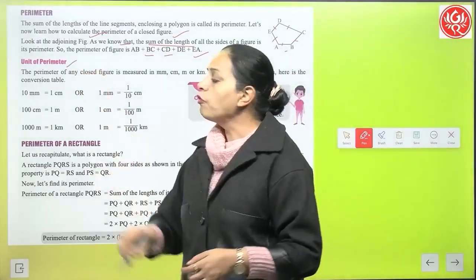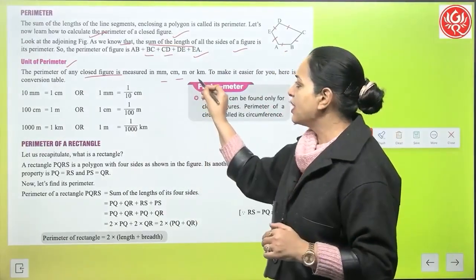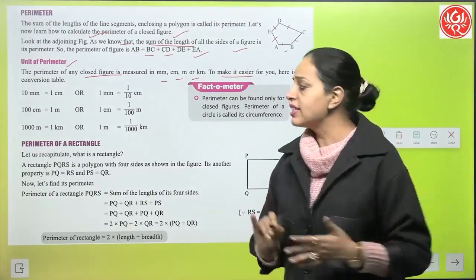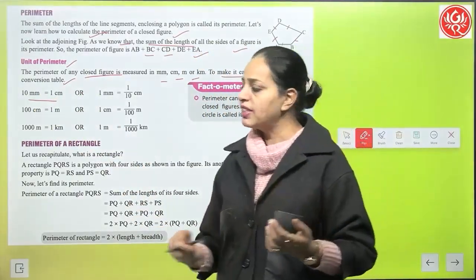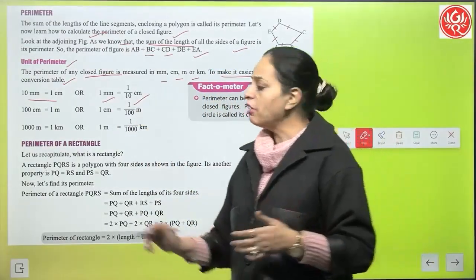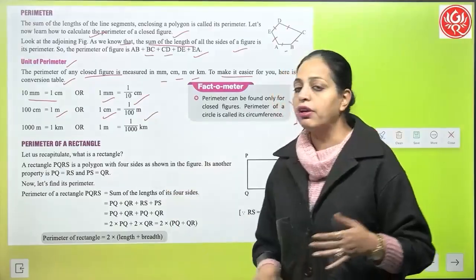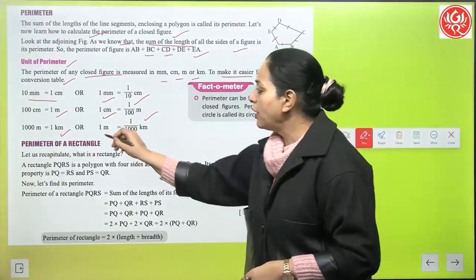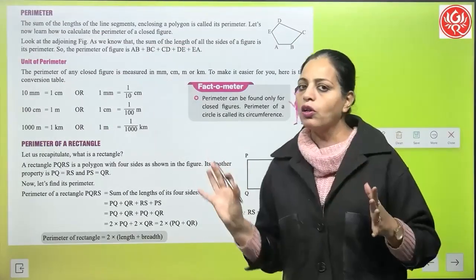Now, unit of perimeter. The perimeter of any closed figure is measured in millimeter, centimeter, meter or kilometer. To make it easier for you, here is the conversion table. You know 10 millimeter equals to 1 centimeter, or we can say 1 millimeter equals to 1 by 10 centimeter. 100 centimeter makes 1 meter, or 1 centimeter equals to 1 by 100 meter. 1000 meter equals to 1 kilometer, or 1 meter equals to 1 upon 1000 kilometer. Right? We know all these relations.